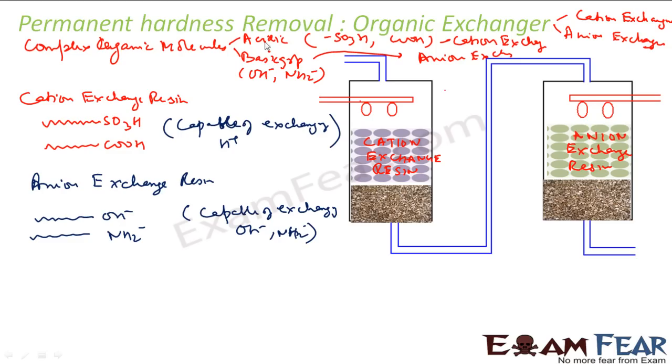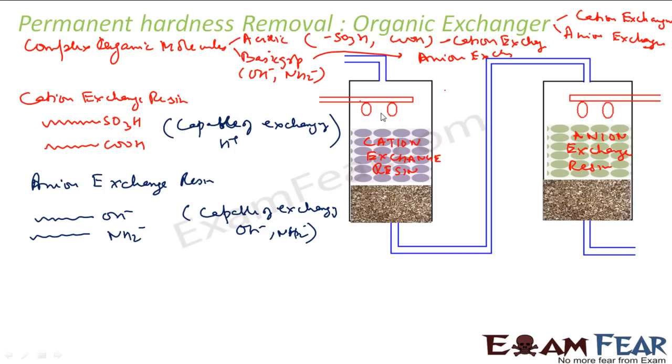The ones attached with an acidic group are called cation exchange resins. For example, this SO3H or COOH, they are capable of exchanging H plus ions. The anion exchange resins have OH minus or NH2 minus at the end, and they are capable of exchanging OH minus or NH2 minus. So these are my acidic and basic resins. Let me start with the process.